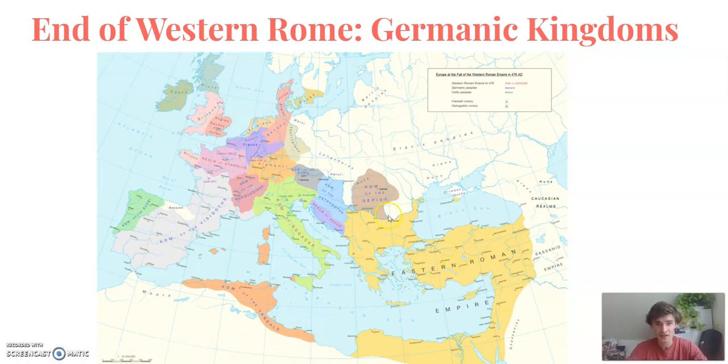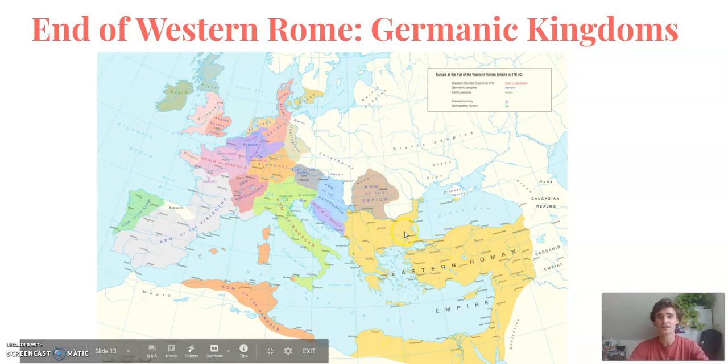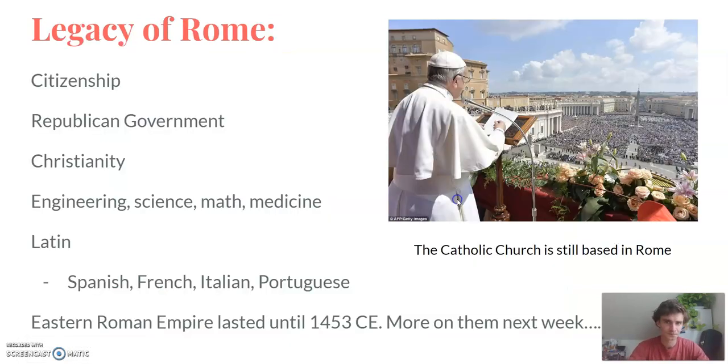The Eastern Empire is still around, and they will last for about 1,000 more years because they were wealthy and they could afford to fight off the invaders and protect their people. So even though the Western Empire fell apart, Rome's legacy lasted for a long time. The city didn't go anywhere. You can go to Rome today and it's still a great city with lots of buildings that were built during the Roman times, like the Colosseum or the Pantheon.